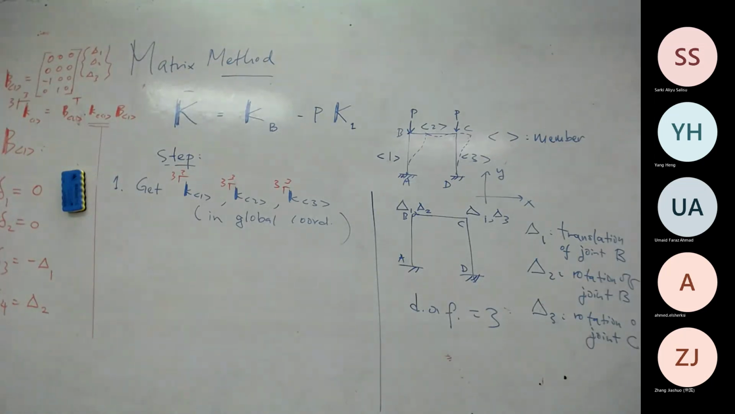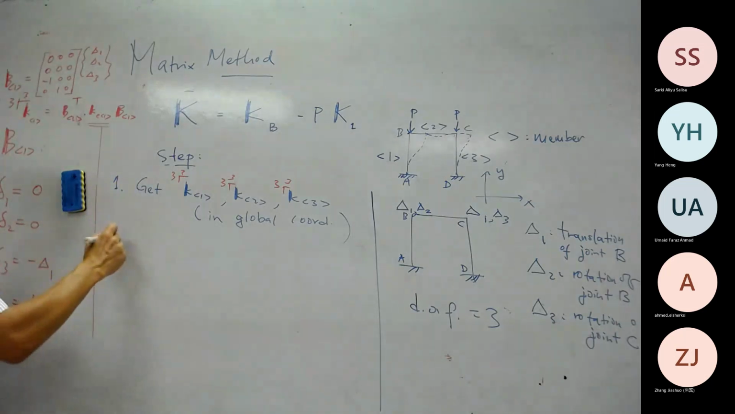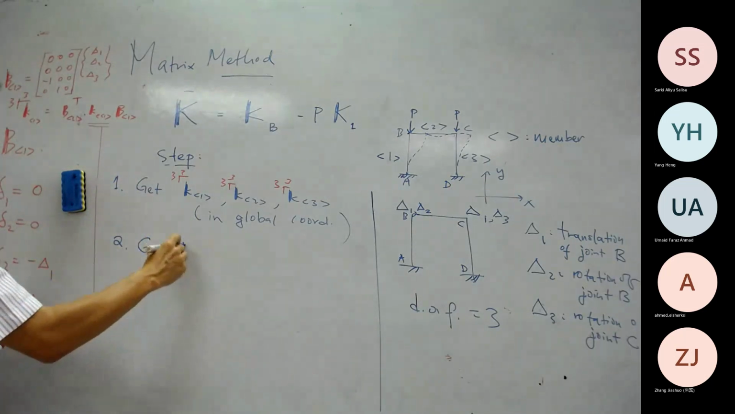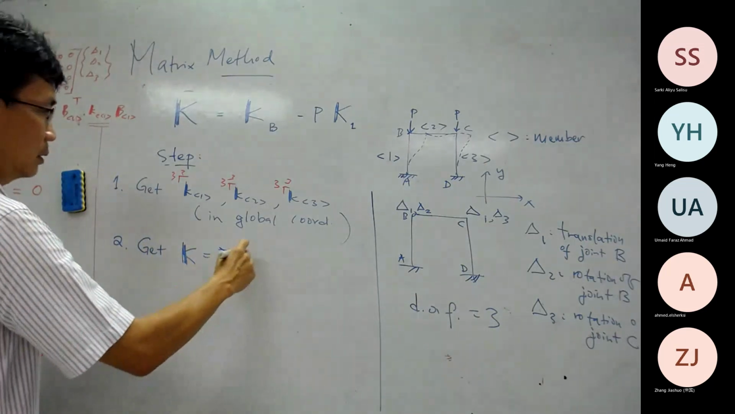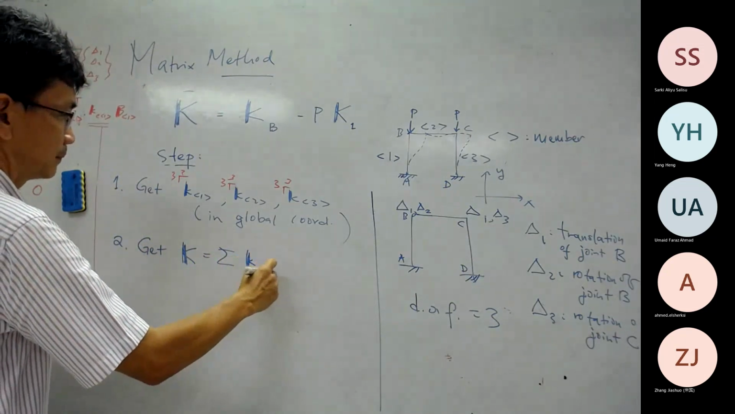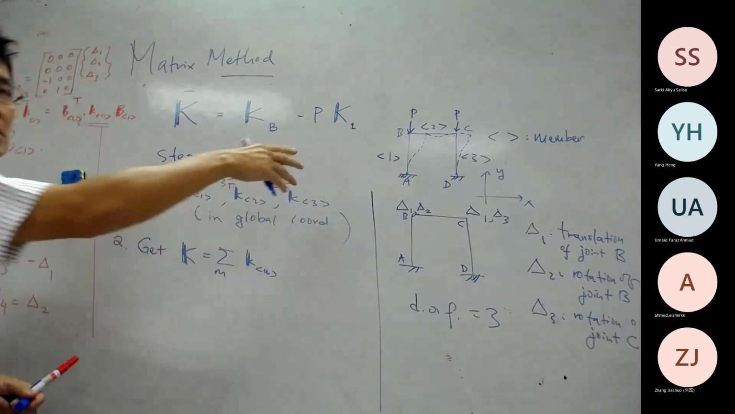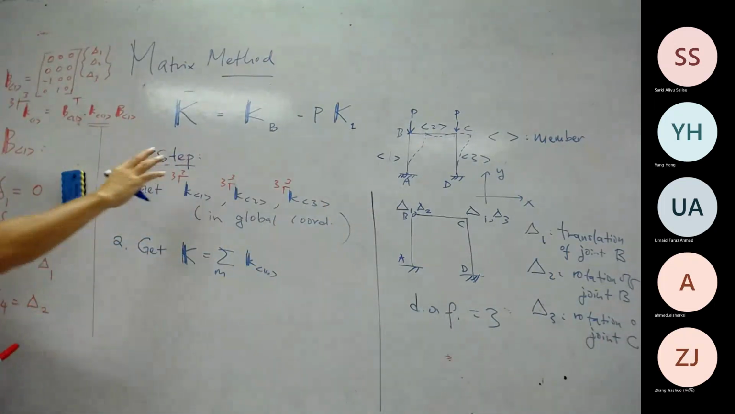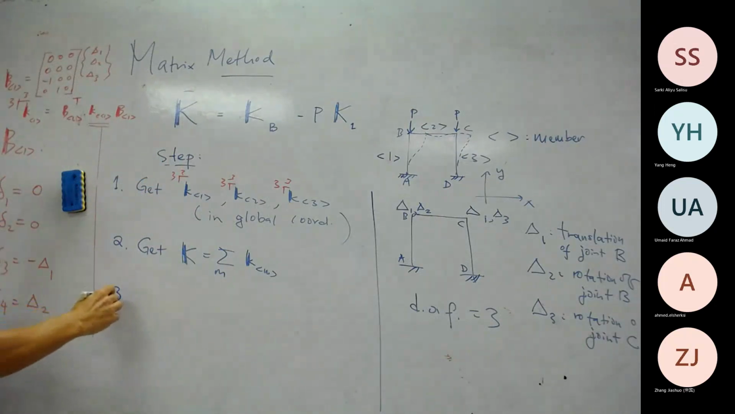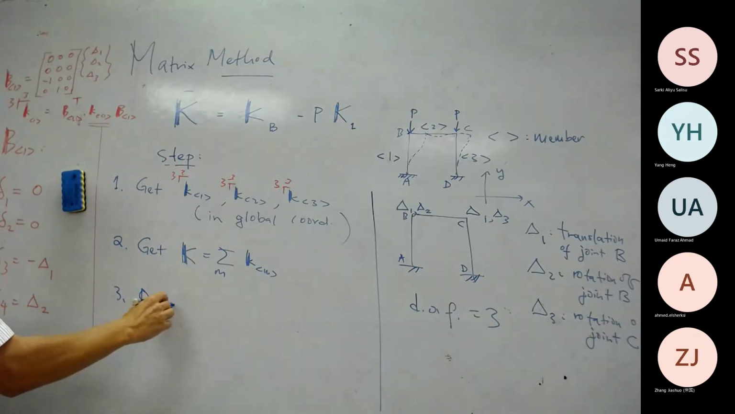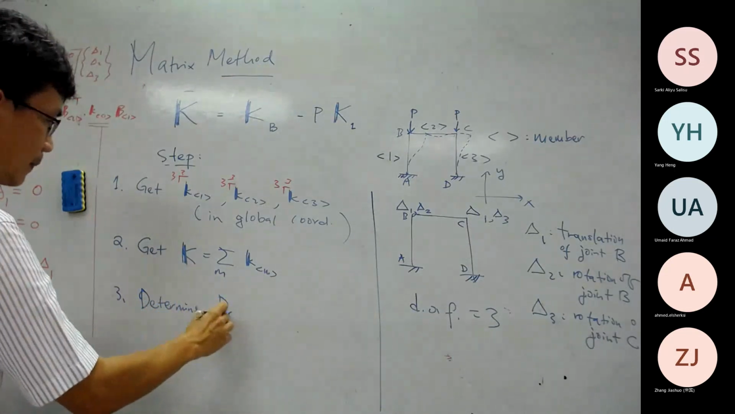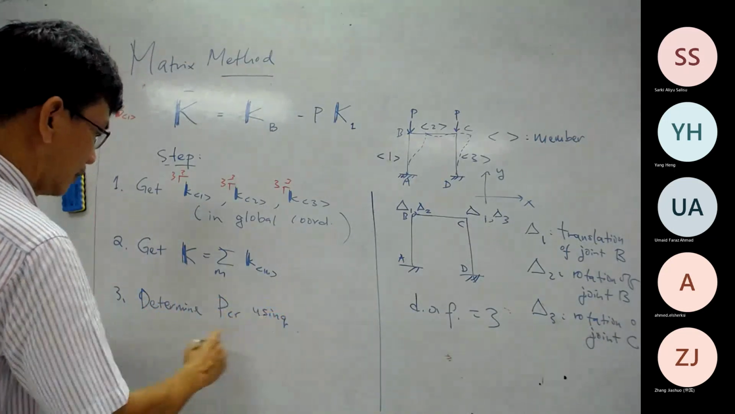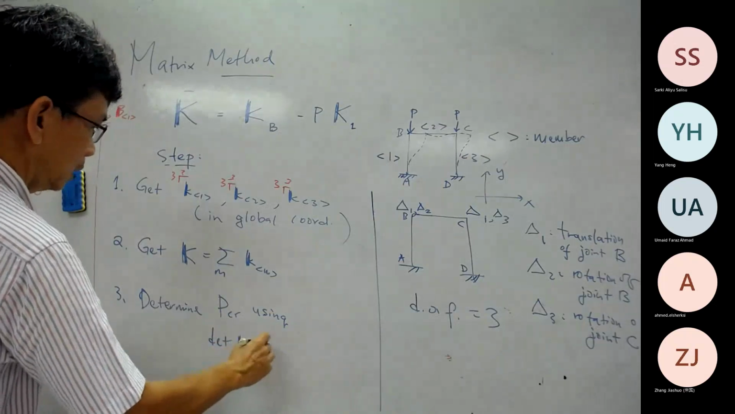Any questions, somebody? Okay. So the next one, this is the most time consuming one. The next one is to get this global structure, which is the summation of each one of these. Okay. So if there are two elements, you combine two. If there are three, you combine three, but make sure they are of the same size. Then using the condition determinant K is equal to 0.